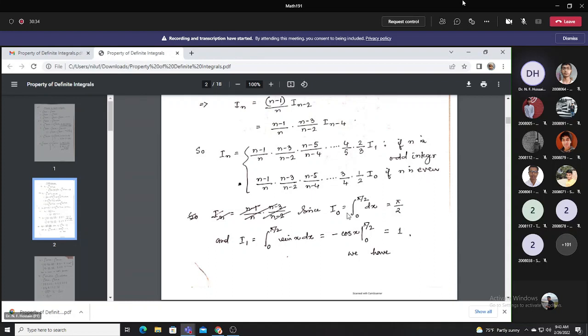I0 will be the integral where the power of sine will be 0, and sine to the power 0 is 1. So I0 means integral 0 to pi by 2 dx, which is x with the limits 0 to pi by 2. So the result will ultimately be pi by 2.